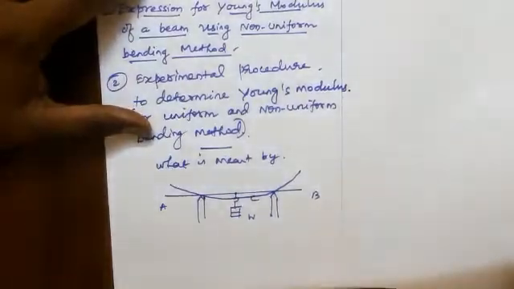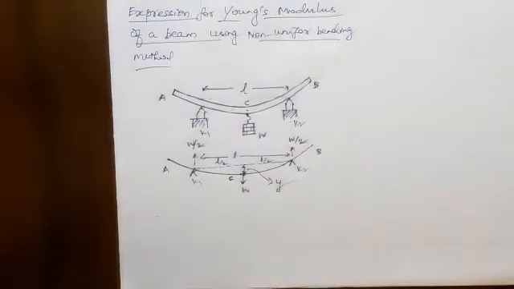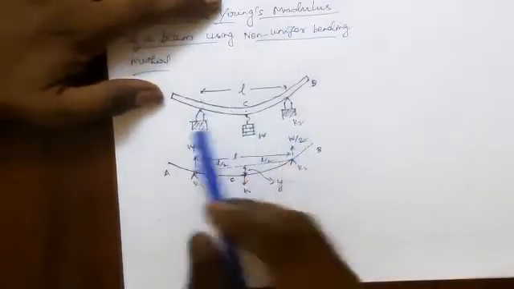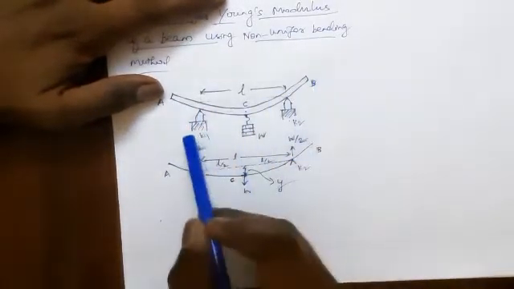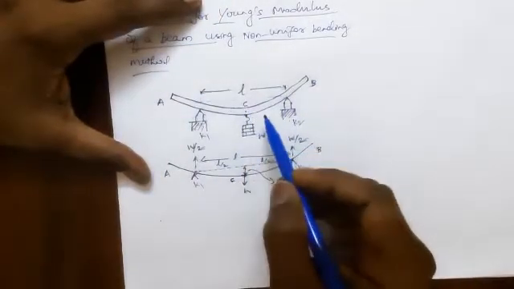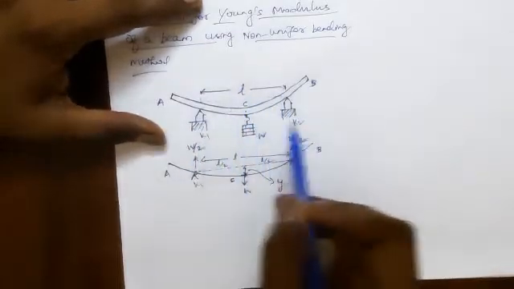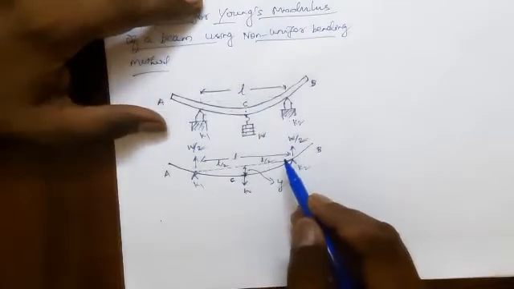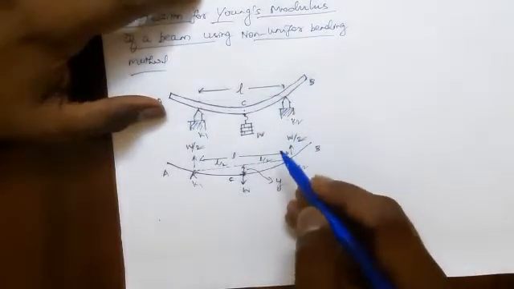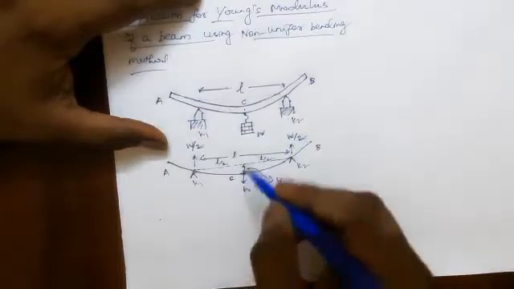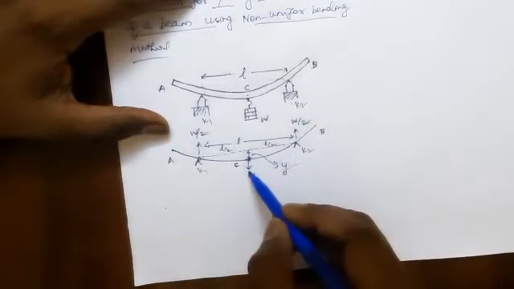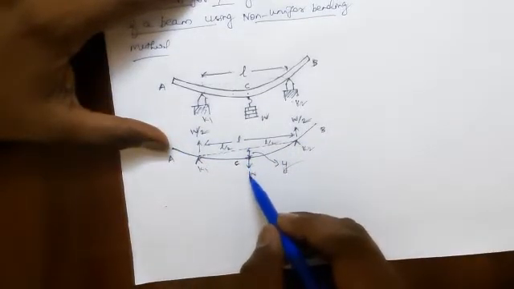Let us move to the derivation. AB is the beam, supported on two knife edges K1 and K2. Let C be the center of the beam. L is the distance between the two knife edges. Due to the application of load W, the beam bends like this. The force W acts vertically downward at C.